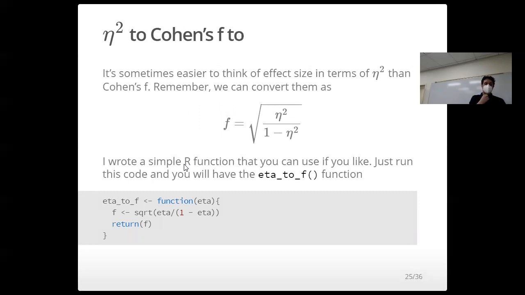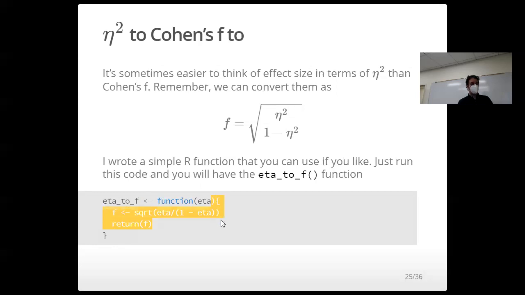Another programming thing you can do in R is write your own functions. What I did here was write a function that just converts an eta value to an f value, so I could input it here. The way you write a function, without going too deep into this, is you name the function, and then you say I want a function of some value. So eta is some variable that I'm going to input.